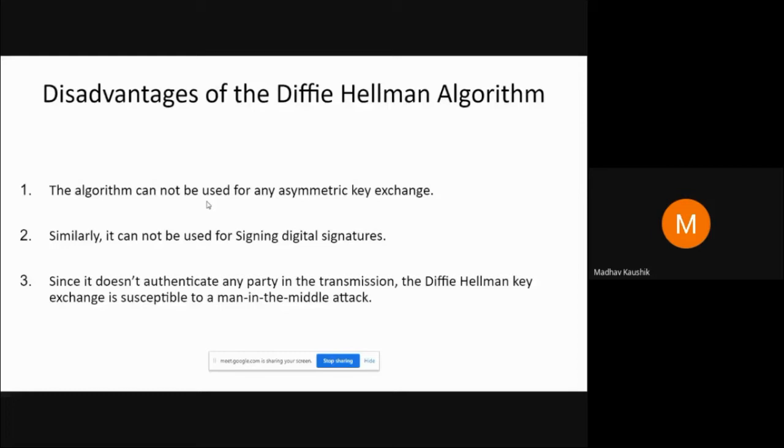Let's look at the disadvantages of Diffie-Hellman algorithm. This algorithm cannot be used for asymmetric key exchange. The formula for computing is surely asymmetric, but the key that is generated, the shared secret that is, is symmetric. Similarly, it cannot be used for signing digital signatures, as that requires an encryption algorithm, and a key exchange algorithm cannot be used for signing digital signatures. Since we are not authenticating any party in the transmission, the Diffie-Hellman key exchange is susceptible to man-in-the-middle attack.